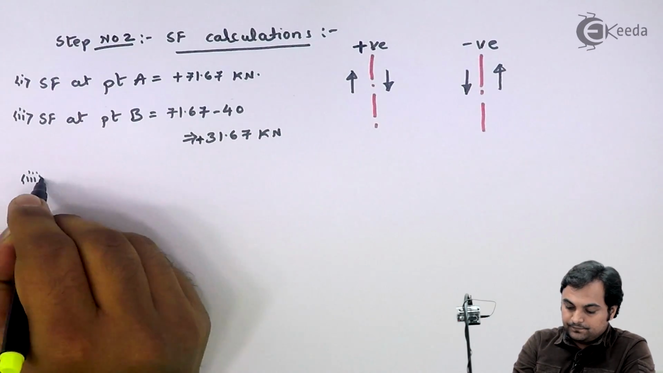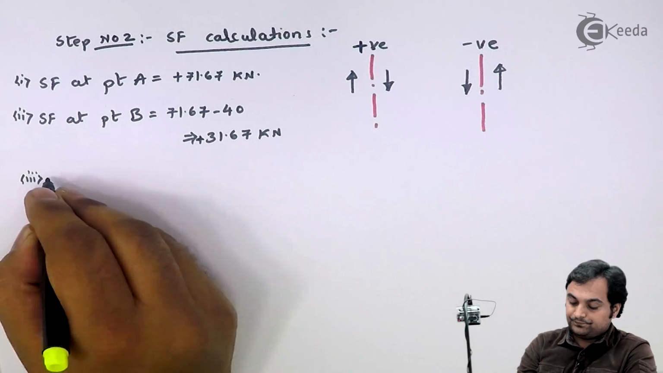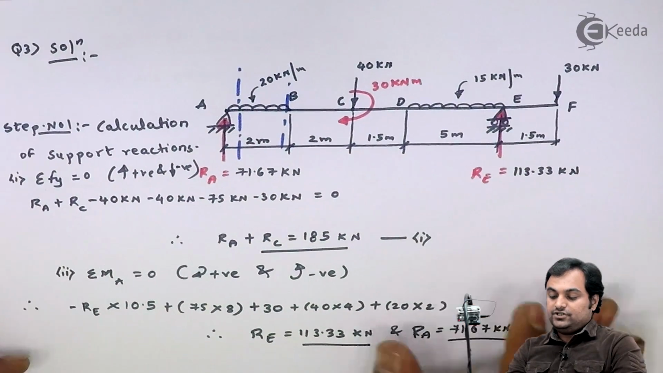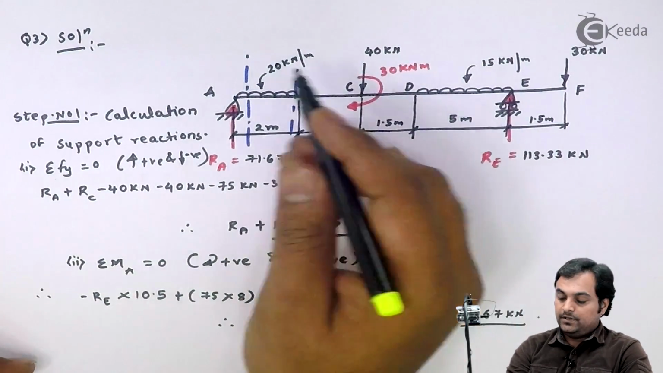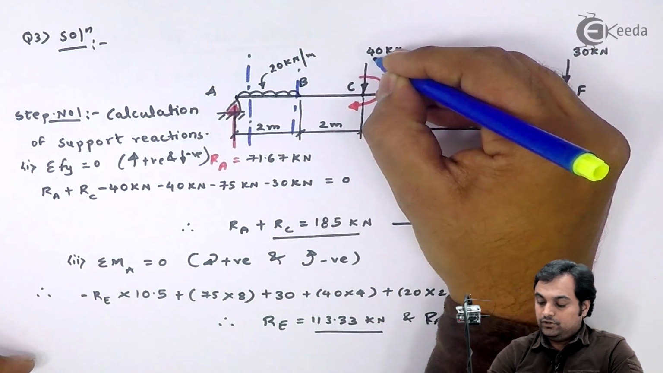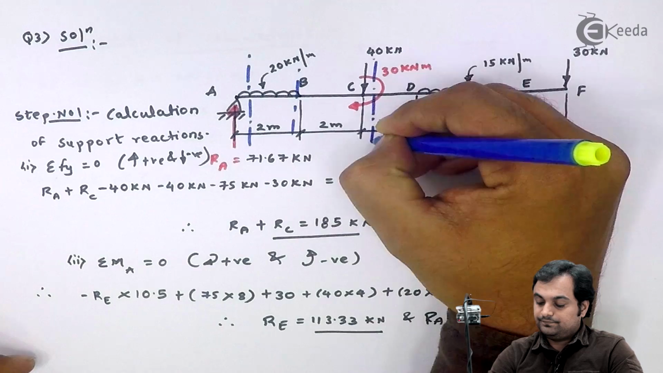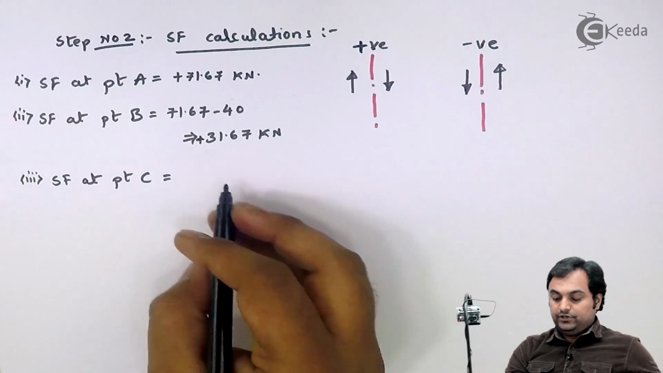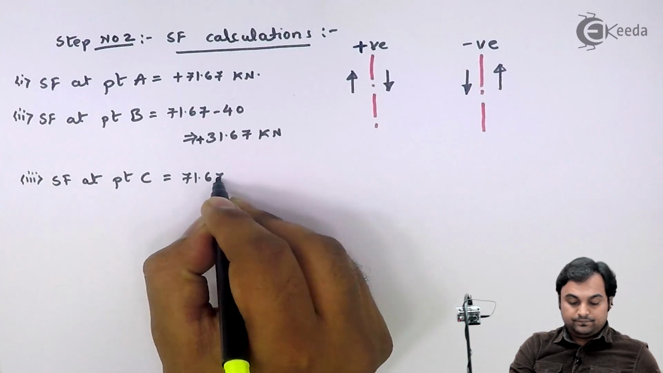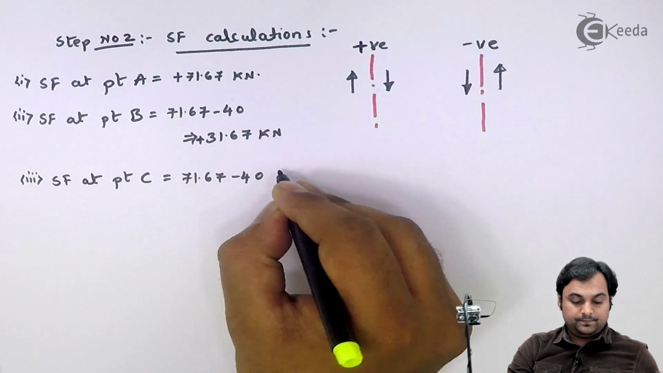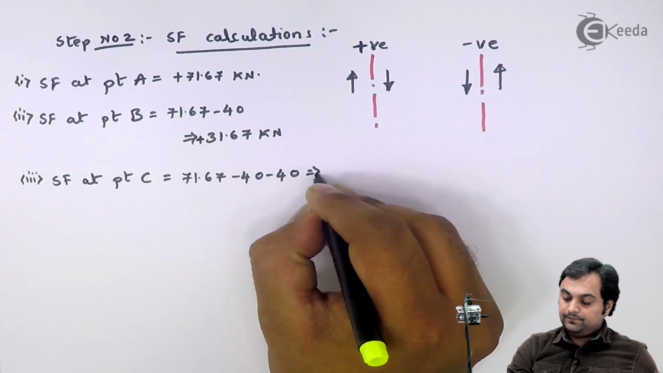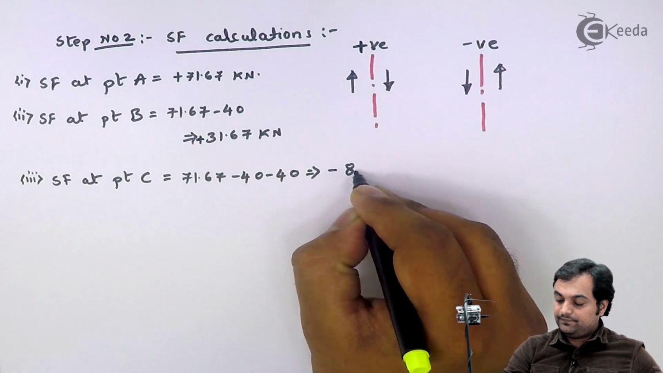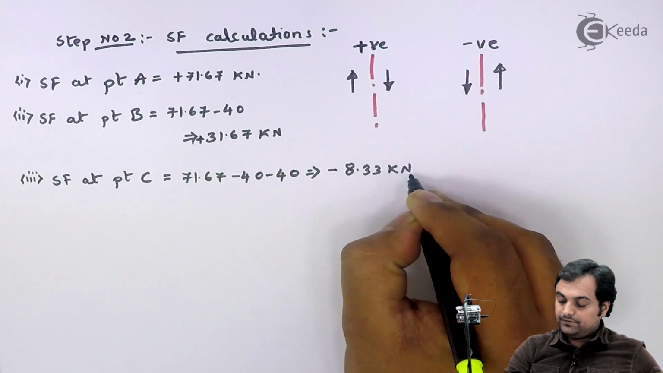Next, SF at point C. Now that will be equal to, this shear force between B to C will remain constant, but the moment I take section to the right of C, here I have 71.67 minus 40 and minus 40, that gives me 8.33 negative kilonewton.